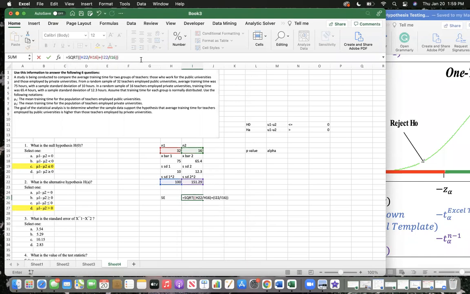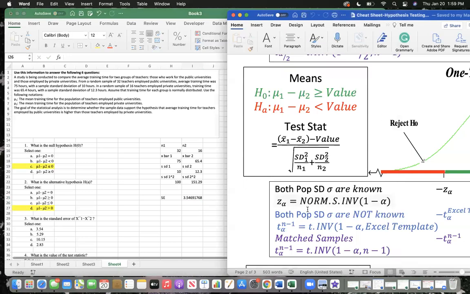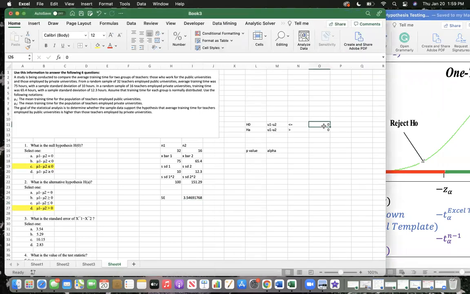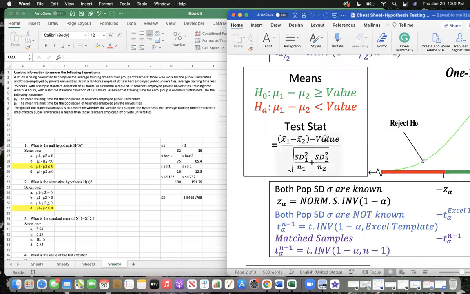All right. So when we do that, we get 3.54. That's our standard error. Now that we've done this part, we can do the whole entire test statistic. This value right here is 0. That's what's usually here. And for the purposes of this class, for chapter 10 problems, so 2-sample hypothesis testing, this is always going to be 0. So we don't have to worry about this value right here for this chapter.